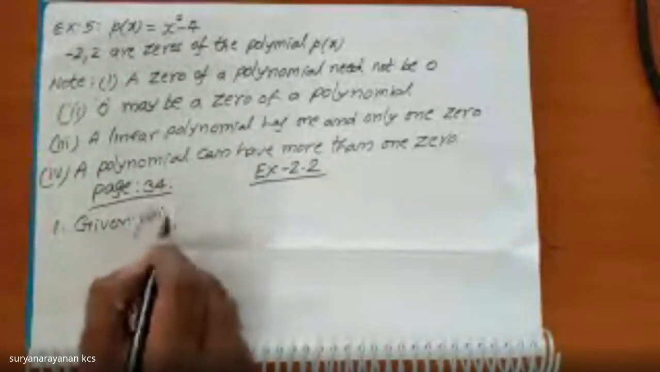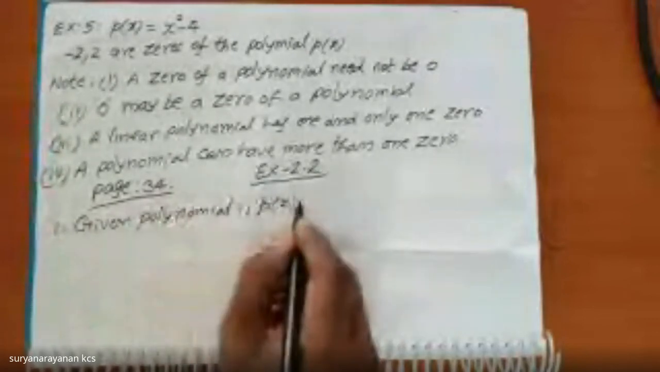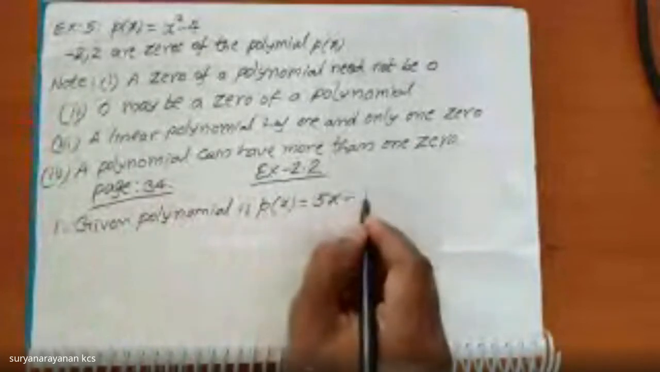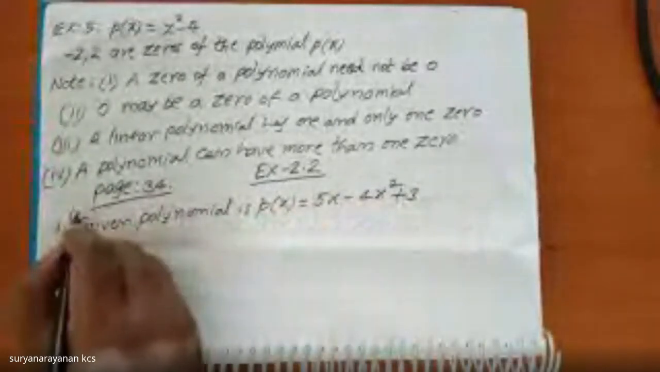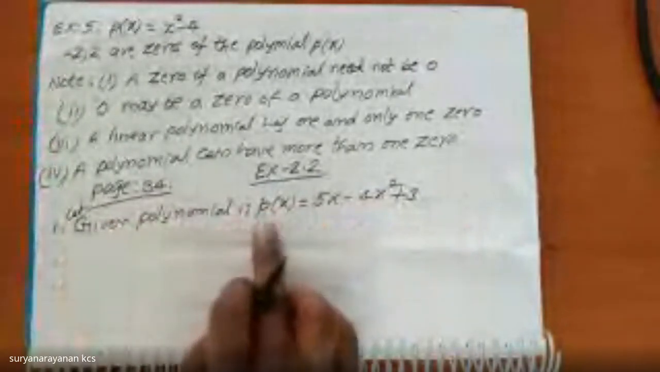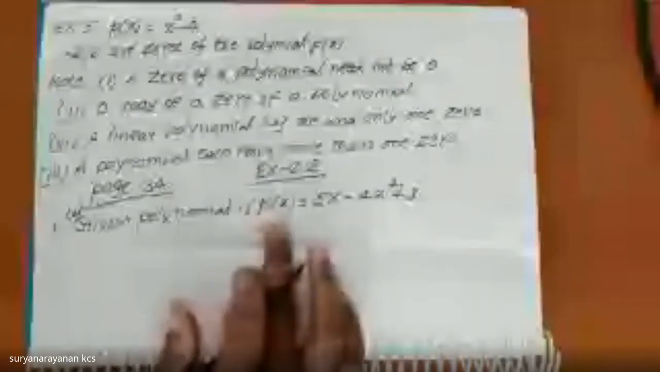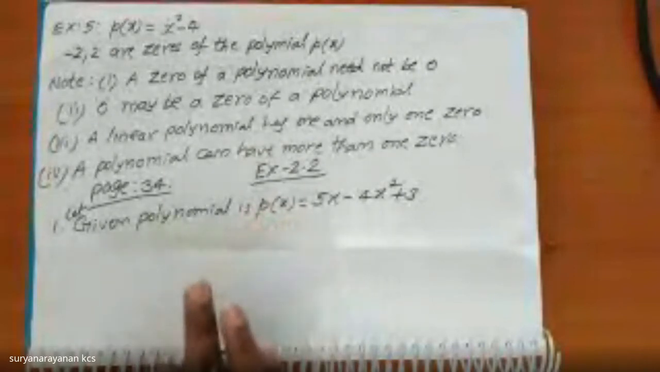Given polynomial is p of x. What is the polynomial here? P of x is 5x minus 4x square plus 3. Let us consider the given polynomial. This is not given for us. Throughout this chapter, polynomials, in general, we denote a polynomial by p of x or q of x like this. Okay, my children?